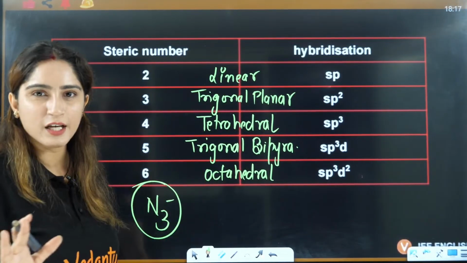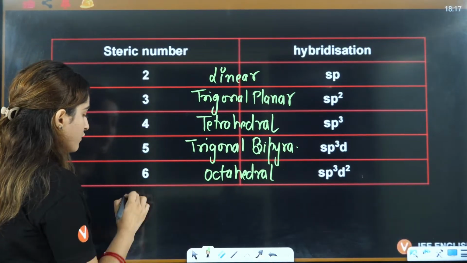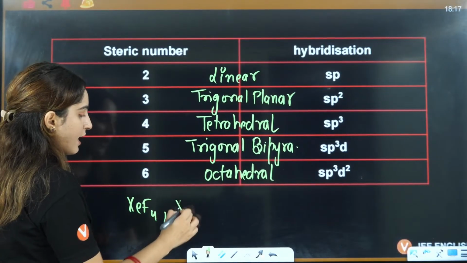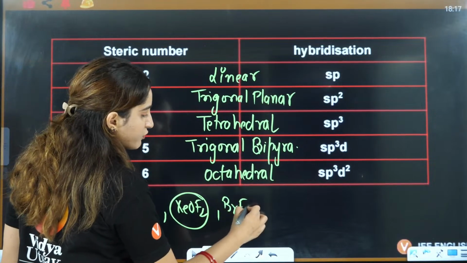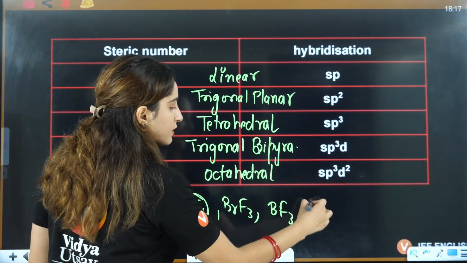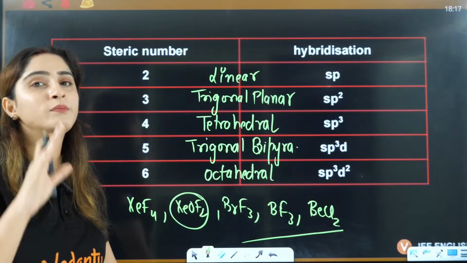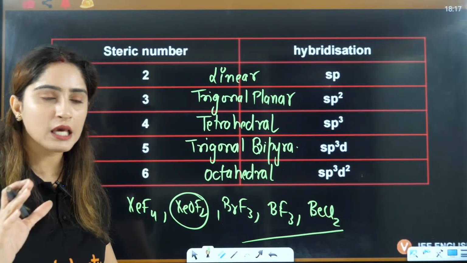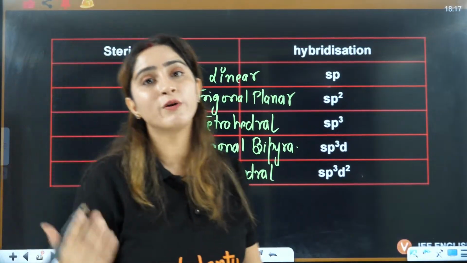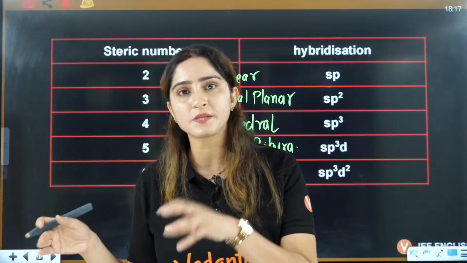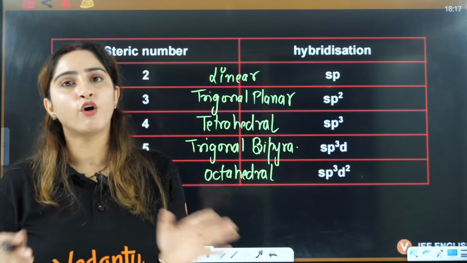So for N3 negative, these are what you draw from the Lewis dot structure also, from there you can do. But structures like XeF4, XeOF2, BrF3, BF3, then BeCl2, these kind of structures we can learn from the VBT, VSEPR theory, okay. So VSEPR theory is going to tell us about lone pair, bond pair, repulsions. From there we will discuss shapes. Firstly, from VBT we will discuss more in detail with different kinds of structures.